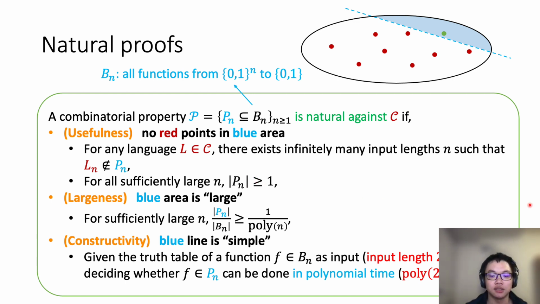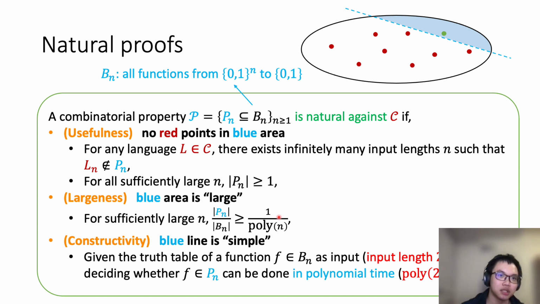Second, largeness. This means that the property P_n is not only non-empty, but it is also large. It contains at least 1 over poly(n) fraction of the functions. The original definition by Razborov and Rudich here is 1 over poly(2^n). But this is not very essential, and 1 over poly(n) is much more convenient for us. So let's stick to this setting.